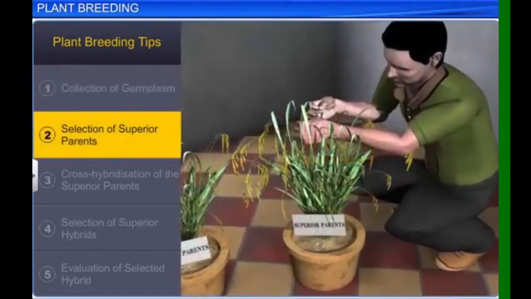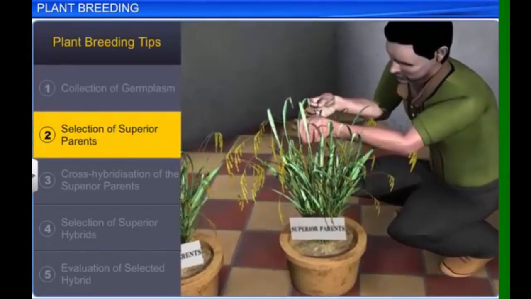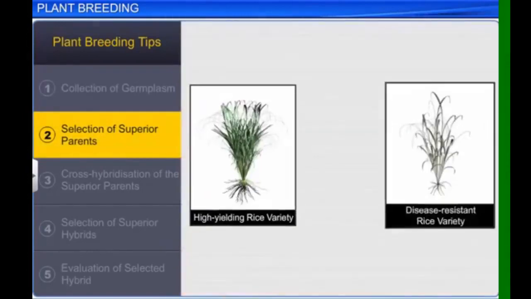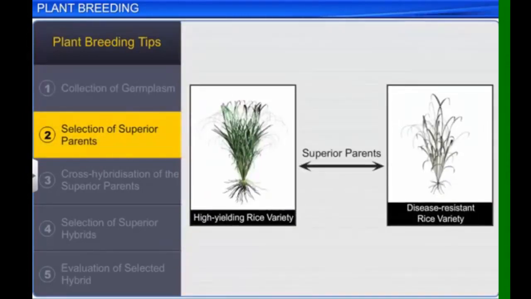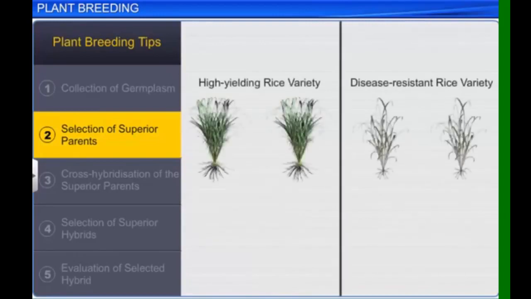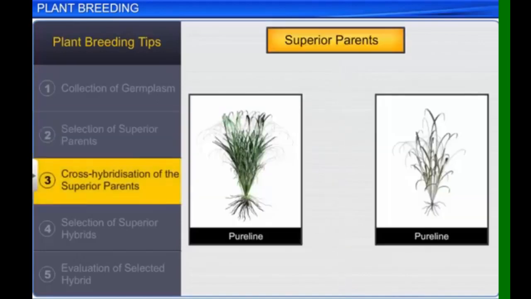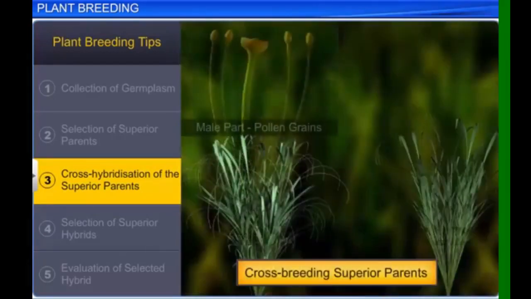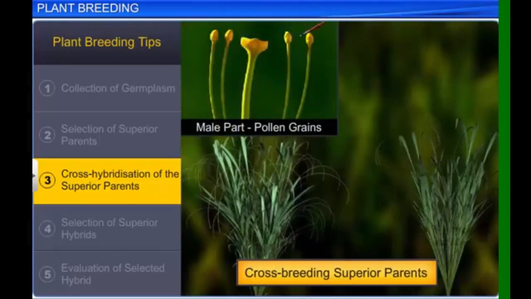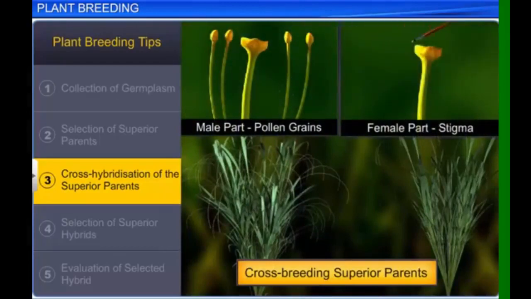The second step is the selection of superior parents. Here, 2 plants with the different desired characters are selected from the available germplasm. Then, they are made to self-cross to get a pure line of those varieties. The third step is cross-hybridization of the superior parents. This is done by collecting the pollen grains of one parent plant and placing them on the stigma of the other parent plant.